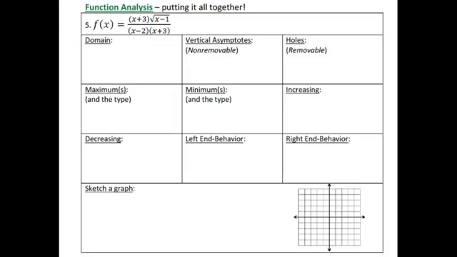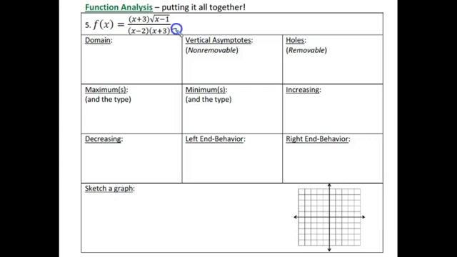Alright, so last but not least, we have function analysis, which is basically putting everything all together to help us analyze this function. So we're going to be doing everything from Unit 2 and everything that we've been talking about so far in Unit 3 all together with just one function. So the first thing we want to do is find the domain, and algebraically from the last lesson, that means looking for a fraction and also looking for a square root. And in this case, we have both of those going on.